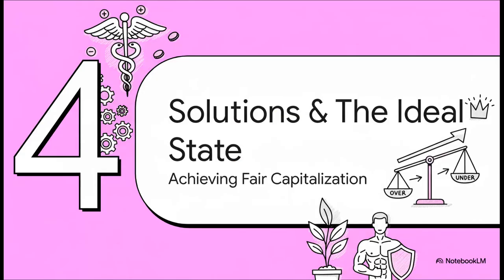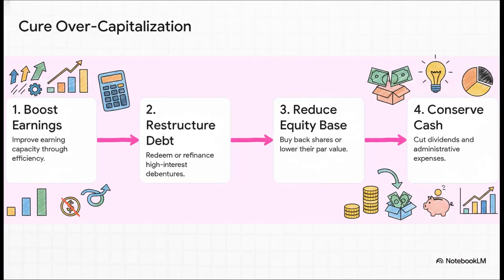So if a company is sick with either of these conditions, what's the cure? And what's that ideal, perfectly healthy state that it should be aiming for? Let's find out. To cure overcapitalization, a company needs to take some serious, tough steps. It basically has two options: either increase its earnings or reduce its capital. It can try to become more efficient, it can refinance expensive loans, or it can even buy back its own shares from the market to shrink that oversized capital base.